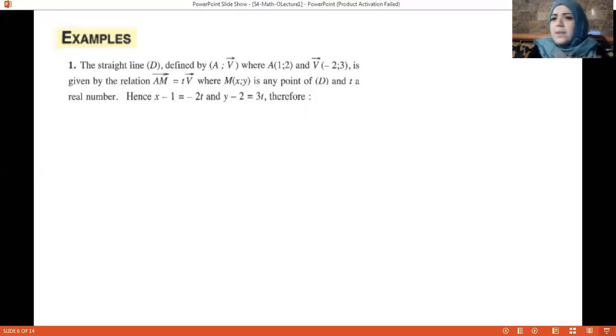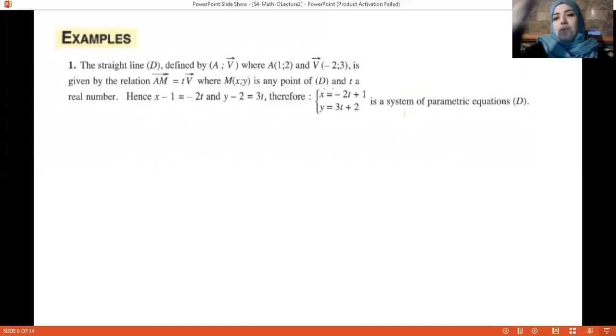By the way, the parameter could be any letter. It could be m, and you can choose any letter you want, but we usually use t as a parameter. And you do the same thing for the y coordinates, so y minus 2 equals 3t. Then this is the parametric equation of D. I just bring minus 1 to this side, and I bring minus 2 to this side, and I'm going to get x equals minus 2t plus 1 and y equals 3t plus 2. This is the system of parametric equations.